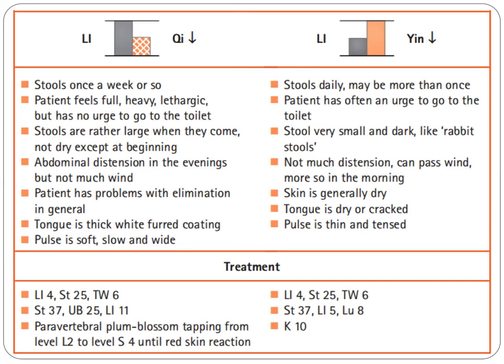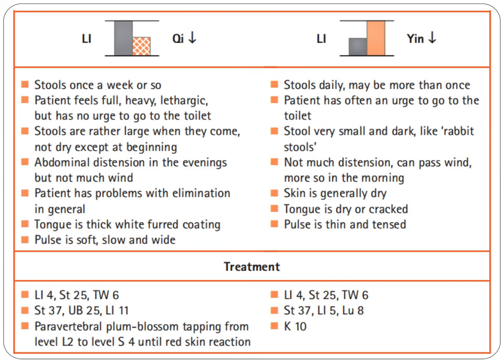The patient has a problem with elimination in general. Tongue is thick with a white, cord-like coating. Pulse is soft, slow, and wide. For treatment, we use LI4, stomach 25, triple warmer 6, stomach 37, UB25, LI11. Paravertebral plum blossom tapping from level L2 to level S4 until red skin reaction.